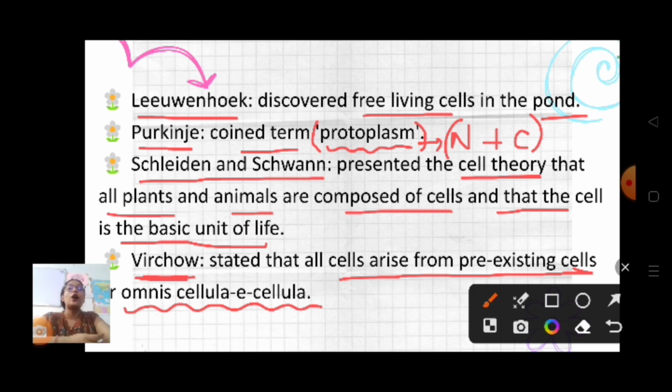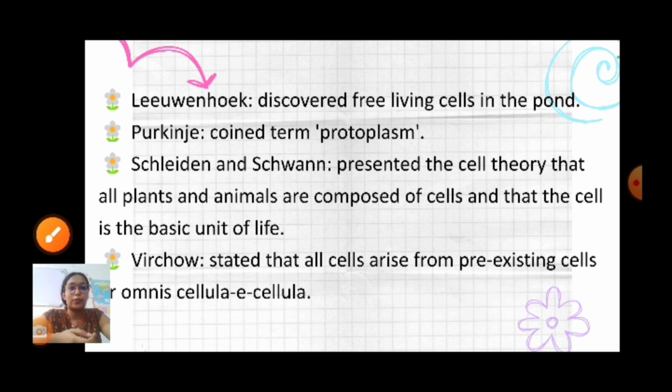Understanding? So he stated that cells arise from pre-existing cells, meaning cells arise from the already existing cells which are there on earth itself. Understanding? So hopefully you understand. Moving on to the next slide.